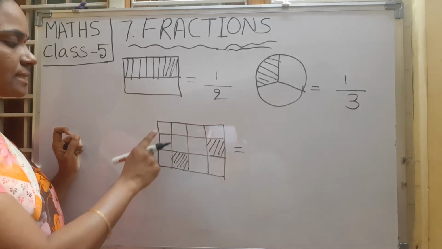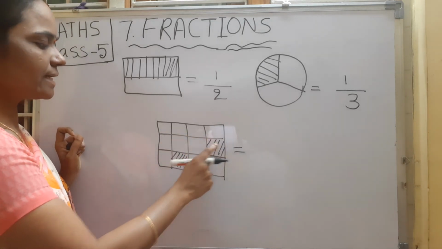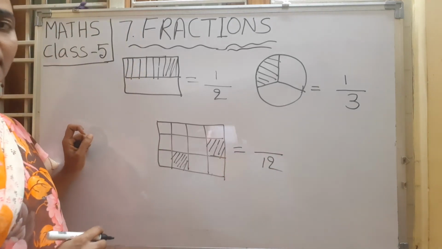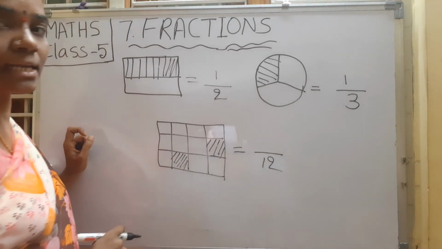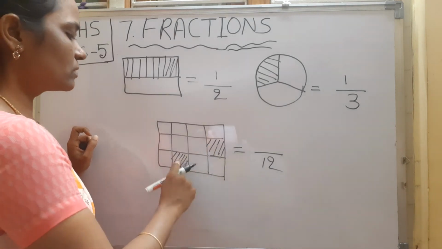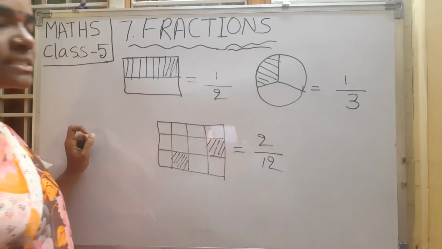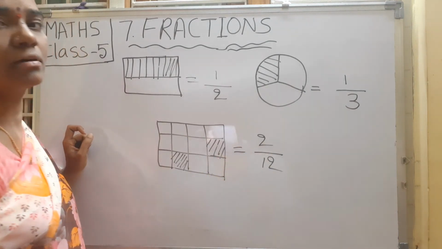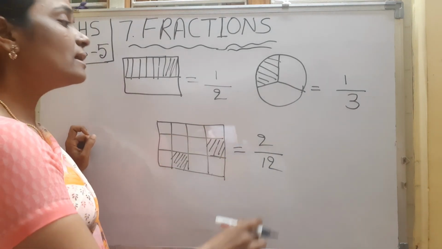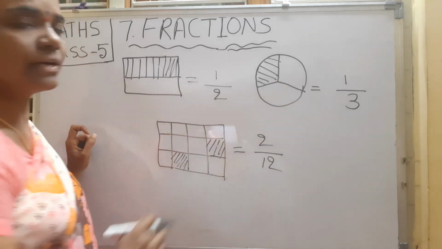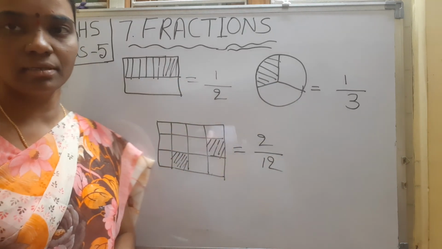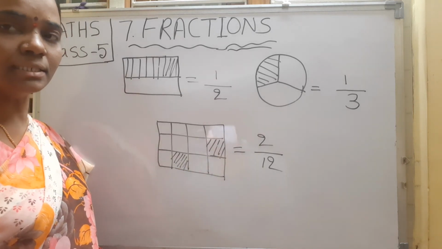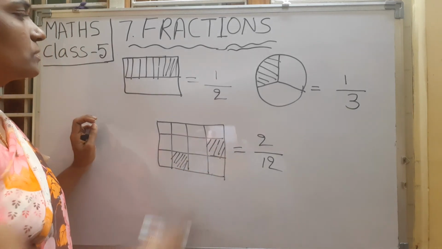Coming to the third picture. Total how many parts are there? 1, 2, 3, 4, 5, 6, 7, 8, 9, 10, 11, 12. Total 12 parts are there. Out of 12, how many are colored? Very good. Only 2 are colored. Then what is the fraction for the given shape? 2 by 12. So in this way, we will write the fractions for the given colored shapes. Understood, children?